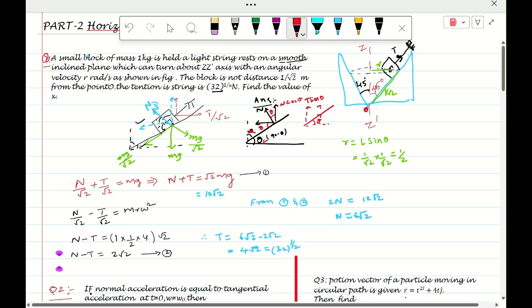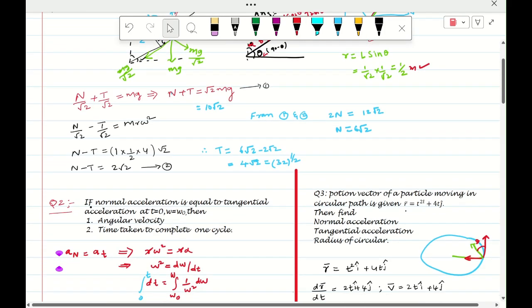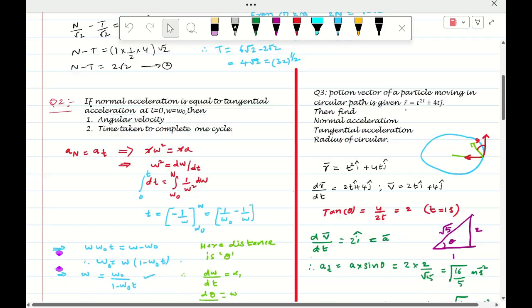For example, here the point O, if you take, this is the axis. From here, this block is 1 by root 2 meters only, not more than that. And now R is opposite to this angle, given 45. Therefore, R value is equal to L sin theta, hypotenuse into sin theta. Then you will get 1 by 2 meters as the R value. Now you substitute in all the equations, you will get the required answer. Now coming to the next one.